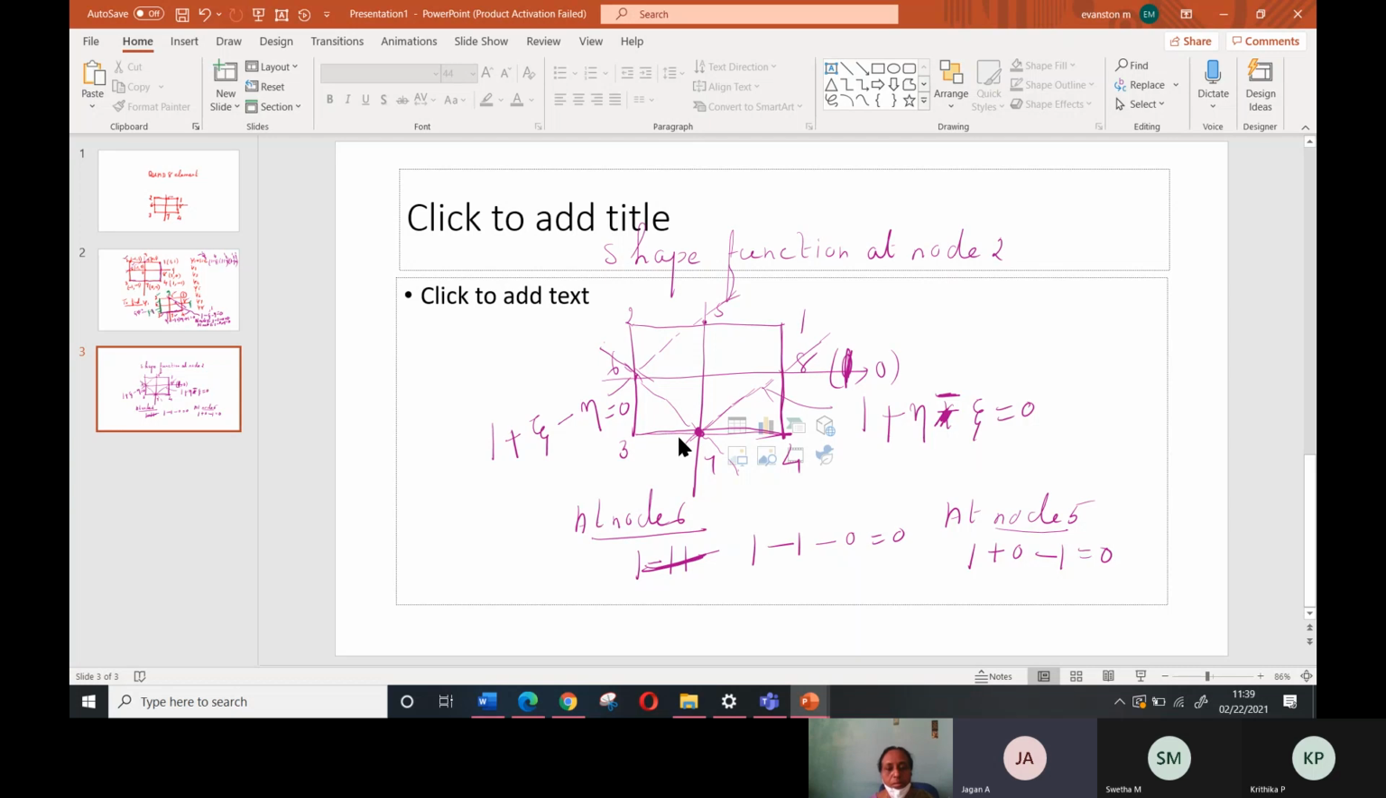Ma'am, 1 plus psi plus eta. For which one are you asking, for 6 and 7? Yes, ma'am. We will check it. If you take that 7th node, eta is equal to xi is equal to 0. Okay, xi is equal to, this is minus xi, so this is plus psi, and this is also minus plus eta. Same answer, ma'am. It's correct. 1 plus psi plus eta is equal to 0.